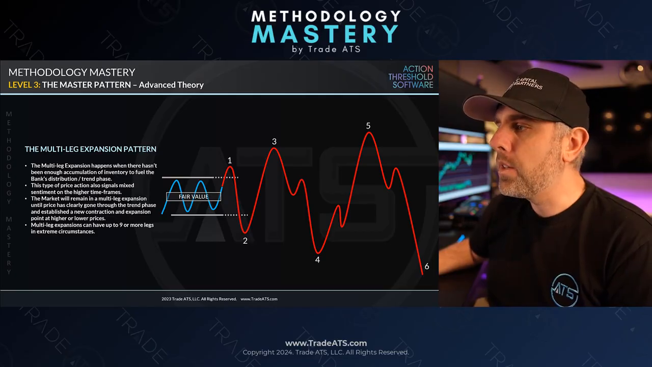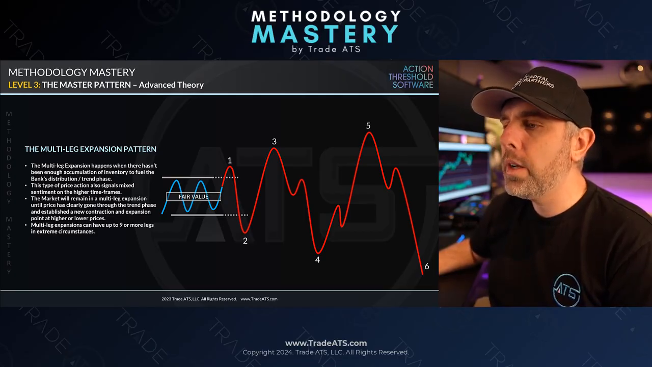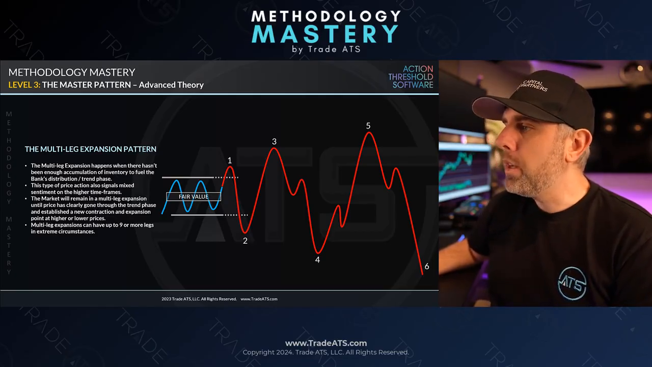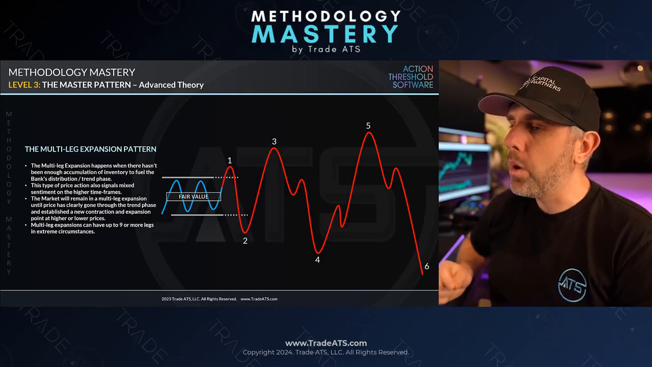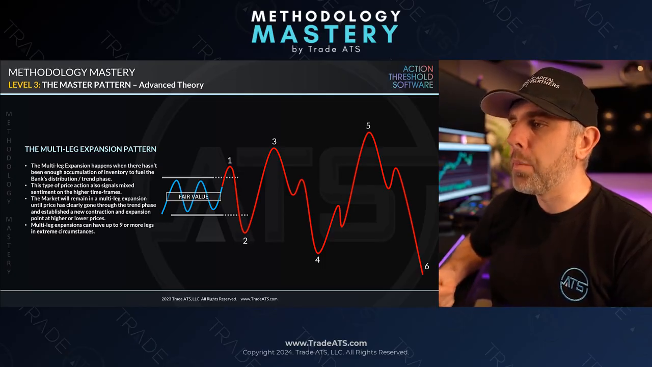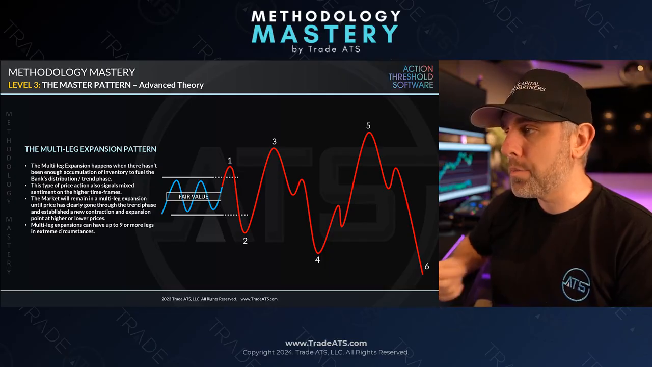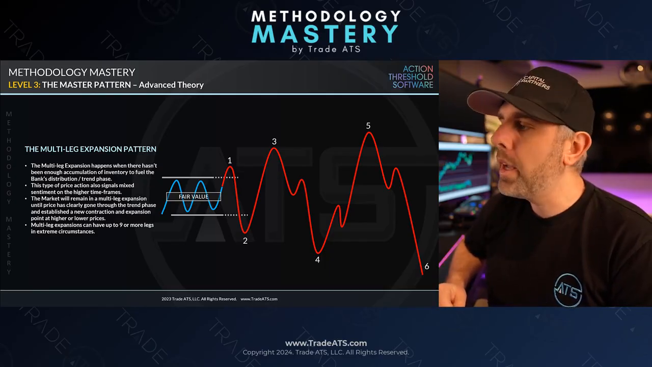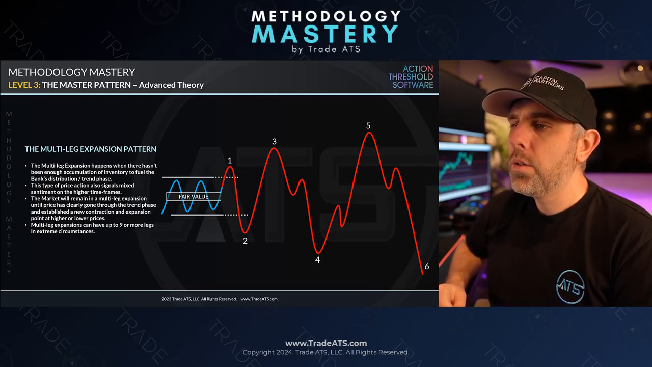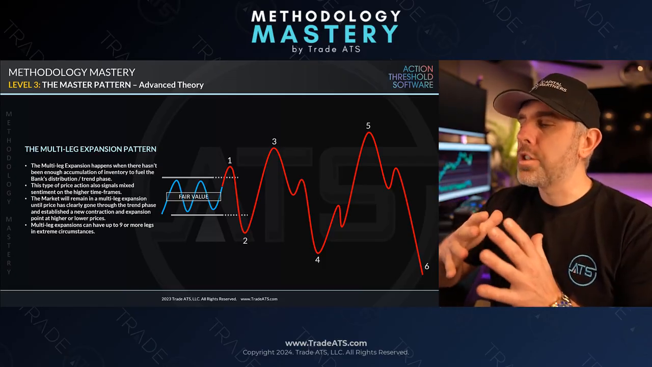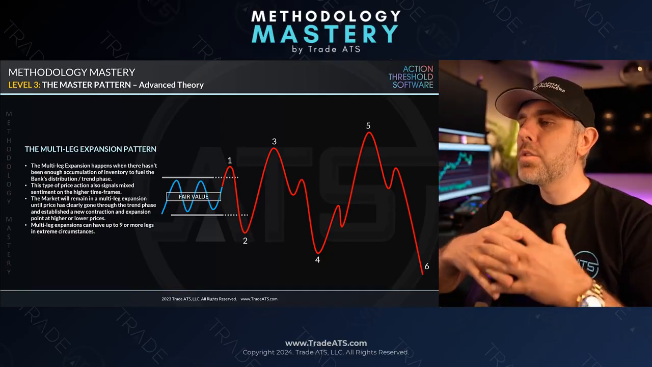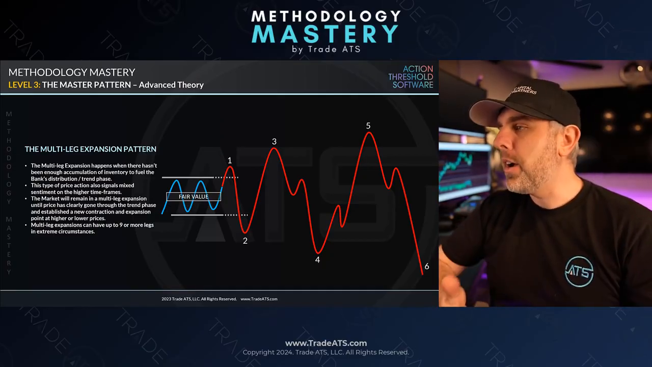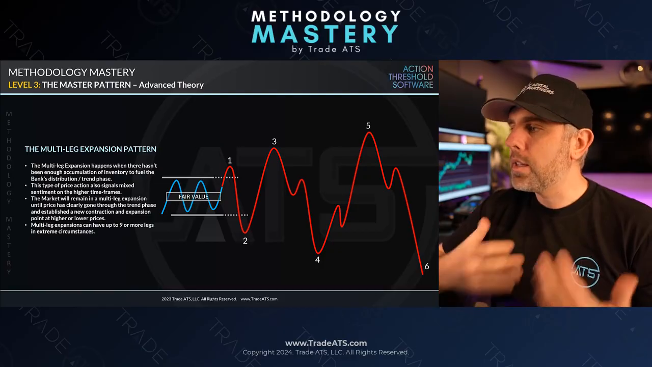And you notice that we have the numbers coming in. We have numbers 1 and 2. Those numbers 1 and 2 are very important because, if you're looking at ATS software, those numbers 1 and 2 are what give us a fair market value line in ATS software, or an expansion line, we'll call it. Why is that? Well, we have price contraction. Contraction happens all the time. But what gives weight to that contraction area is the multi-leg expansion.